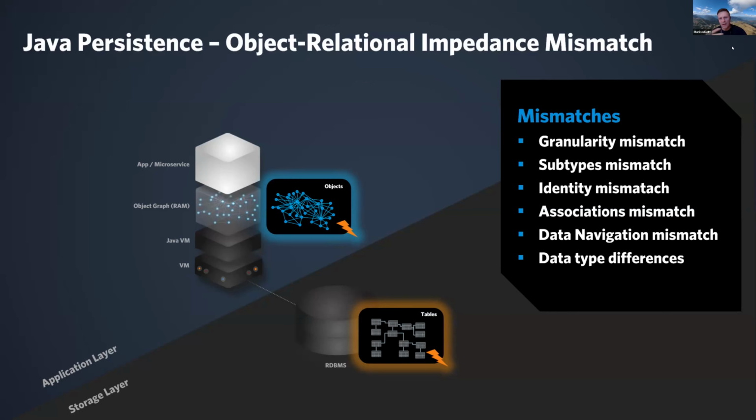We need the SQL query language. And also we have these data type differences. We have some primitive types in Java, and we have a lot of data types in the relational databases. So we have a lot of mismatches here, and we have to care for fixing these issues.